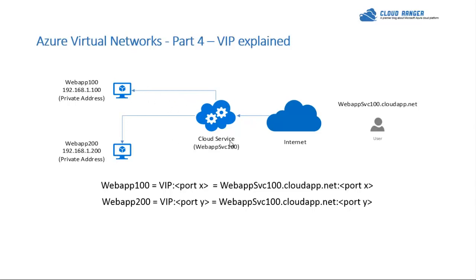Obviously, you can have a one-to-one relationship. So instead of having one cloud service containing both virtual machines, you can have a cloud service and a virtual machine, a cloud service and a virtual machine, and you'd basically have different addresses to connect at that time.